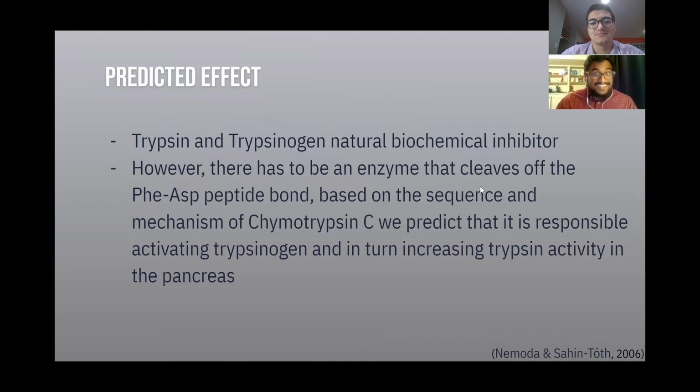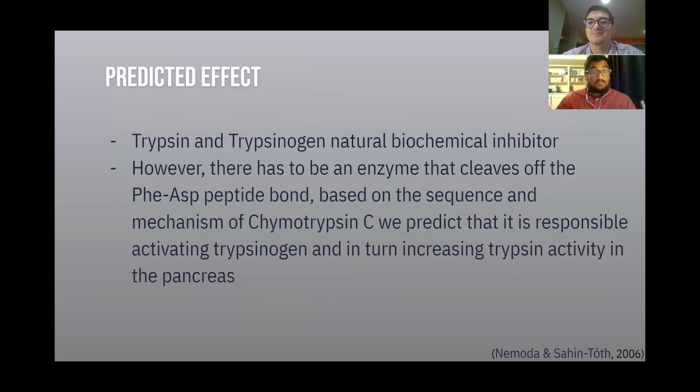The question becomes, well, trypsin and trypsinogen already have a natural biochemical inhibitor. Trypsin has an aspartate on its surface, and trypsinogen also has a modified aspartate. And so those negative charges will repel each other. So what is causing the trypsin and trypsinogen to auto-activate each other if they're continuing to repel, and there's no way that they can keep going?